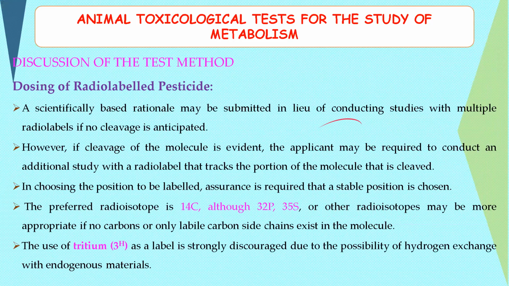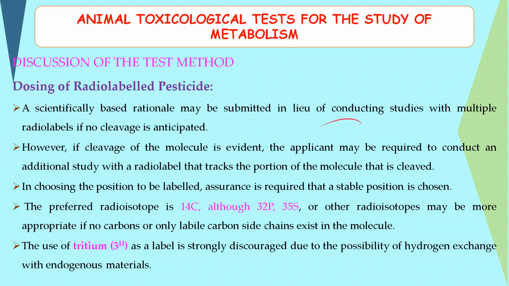And animal toxicological tests, especially dosing for radiolabeled pesticide, require a scientifically based rationale. It is very much required because one needs to know the metabolic pathway very correctly, or else we cannot say how it is going to cleave, or it needs to be anticipated. So if cleavage of the molecule is evident, the applicant may be required to conduct an additional study with a radiolabel that tracks the portion of the molecule that is cleaved. Suppose a metabolite is also active, then that needs to be labeled.